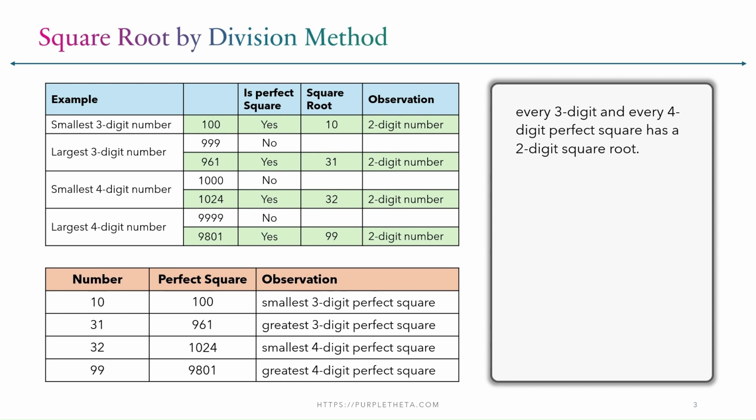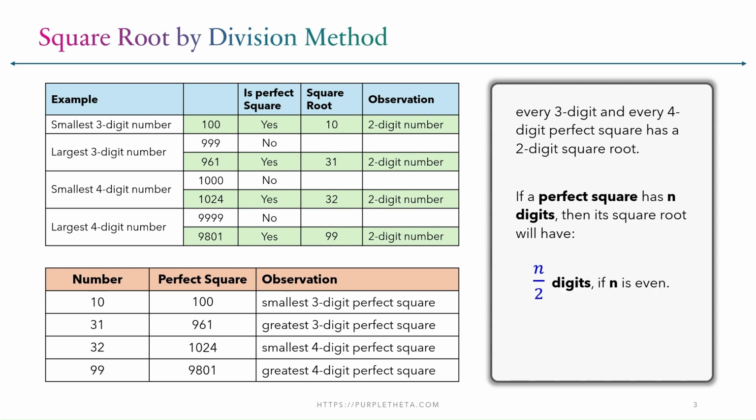We can now generalize this observation as: if a perfect square has n digits, then its square root will have n by 2 digits if n is even, and (n plus 1) upon 2 digits if n is odd, right? And this observation will be very useful while solving square roots using the division method. Let us now learn the division method by finding the square root of 676. So we will follow a few steps.